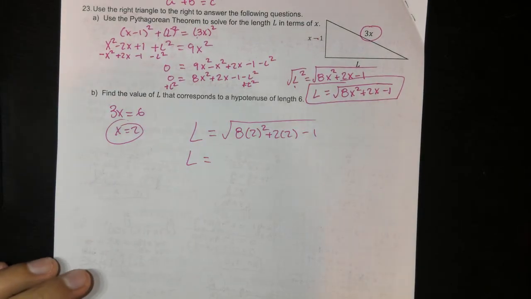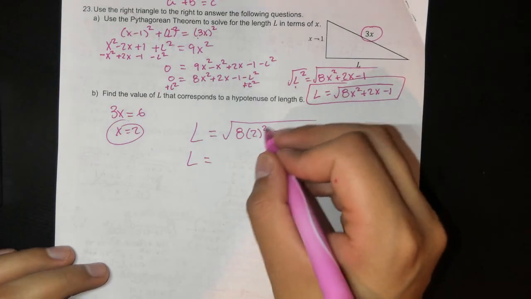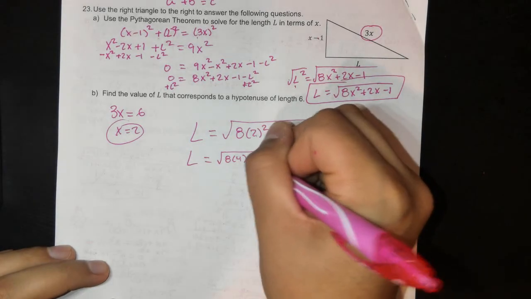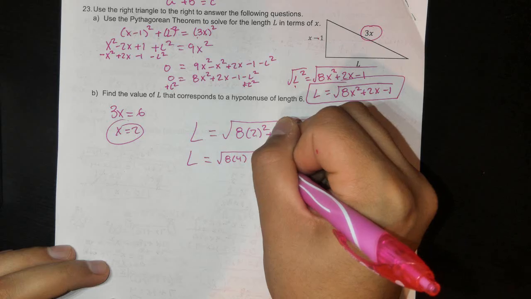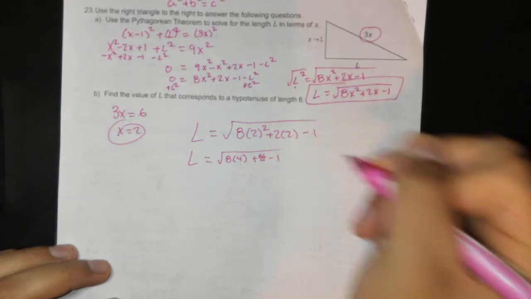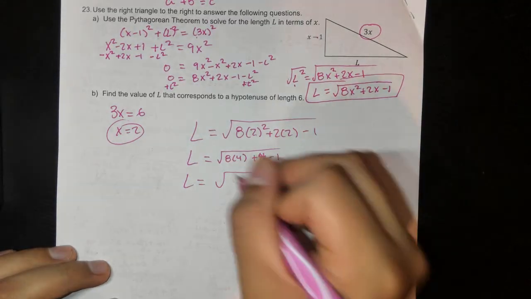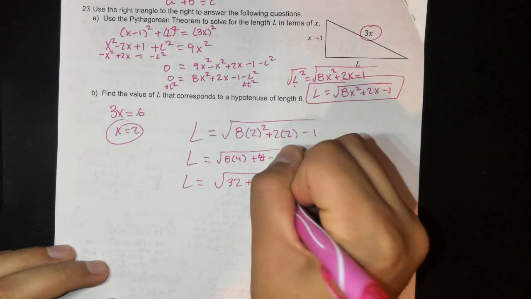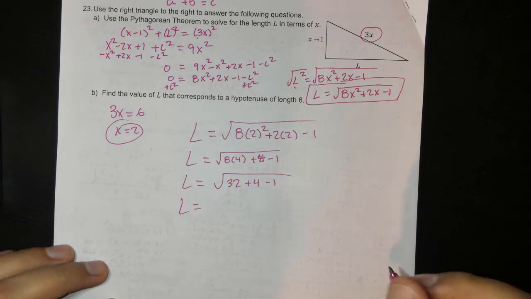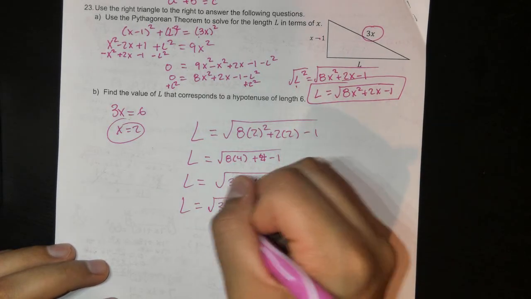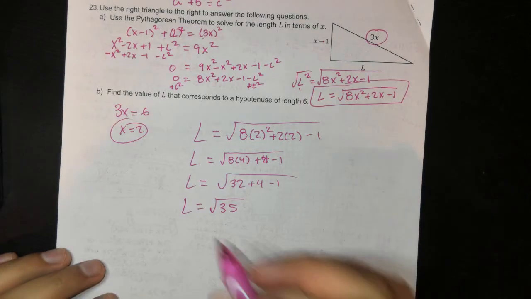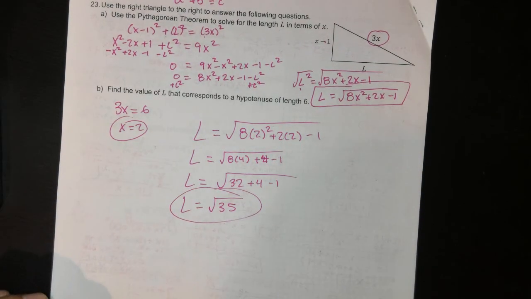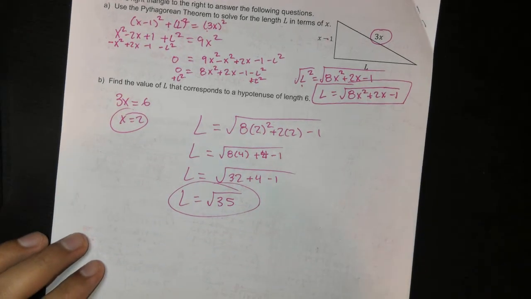Alright, 2 squared, that would just be 4. Plus 2 times 2 is 4, minus 1. 8 times 4 is 32, plus 4, minus 1, that would be square root of 35. So that's what I'm doing, square root of 35.